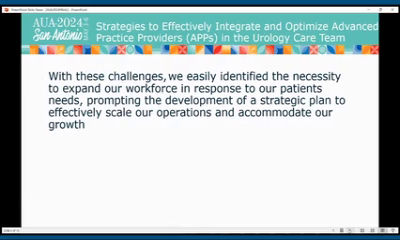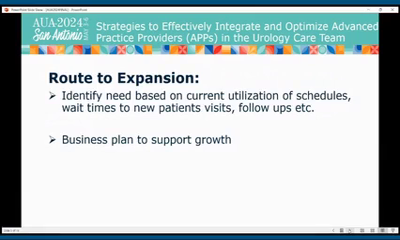So with these challenges, we can easily identify the necessity to expand our workforce in response to our patient needs, prompting the development of a strategic plan to effectively scale our operations and accommodate our growth. So how can any department achieve this and be successful?